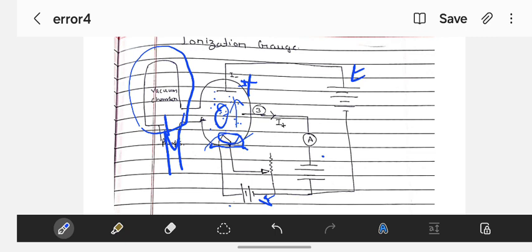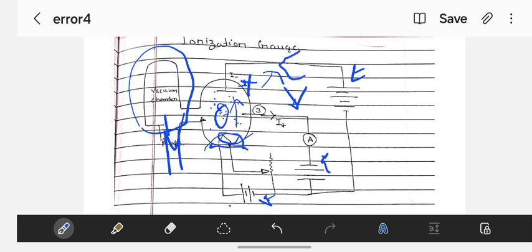When electrons collide with the molecules inside the chamber, they will ionize the molecules. Those positive ions will then move in this direction, so it will give us the I positive current. Because of this negative potential we get the current in this direction, and the electron current will be in this direction.